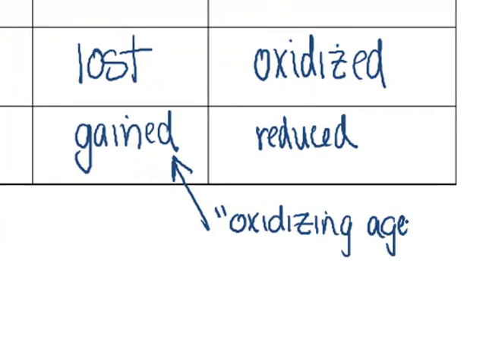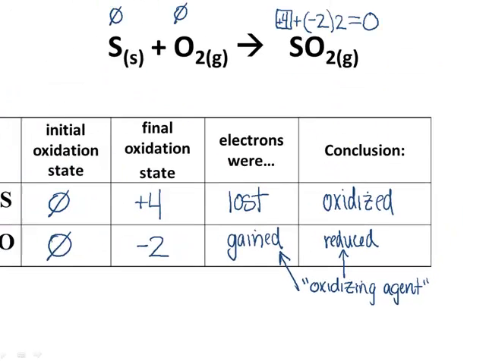That means it acts as an agent to allow another element to become oxidized. It's easy to remember what the oxidizing agent is, because the oxidizing agent itself has to be reduced. You're guaranteed that if you're looking at an element or a molecule that's reduced, you're looking at the oxidizing agent in the reaction. The same can be true about sulfur, just using the opposite term.